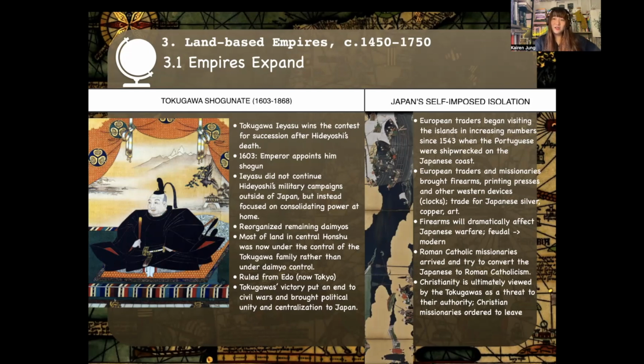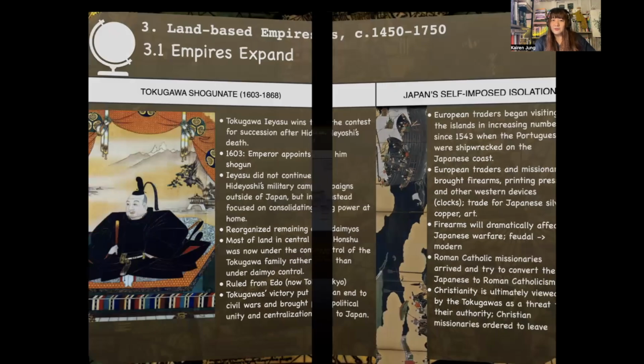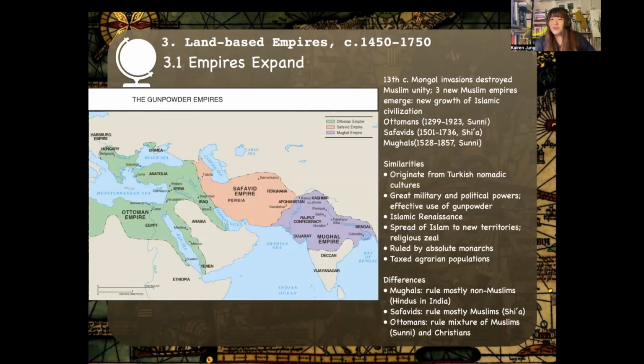So the Christian missionaries were ordered to leave. They were persecuted. A lot of them were killed, and so on. In the 13th century, the Mongol invasions destroyed Muslim unity. 3 new Muslim empires emerged, and there was the new growth of Islamic civilization: the Ottomans, the Safavids, and the Mughals. Keep in mind, the Ottomans are Sunni. The Safavids are Shia. The Mughals are Sunni.